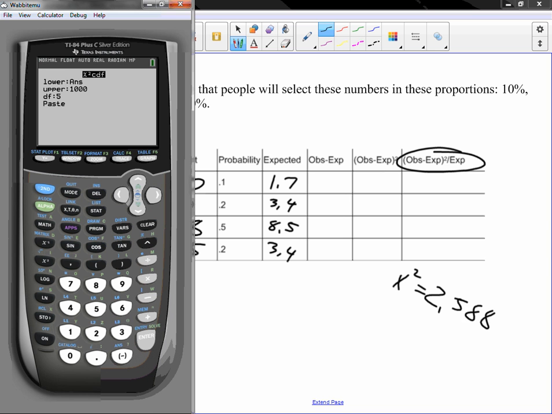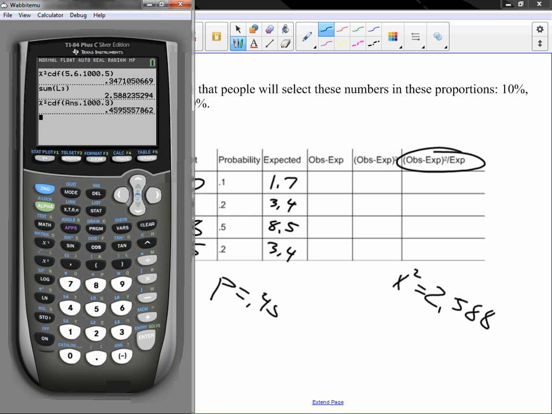All right, that last answer that we just got was our chi-square statistic, so I'm going to put it in there, and I want to go from there to 1,000. My degrees of freedom, though, are 3, and I'm going to paste that. Hit enter. And my p-value, 0.4596. Okay?